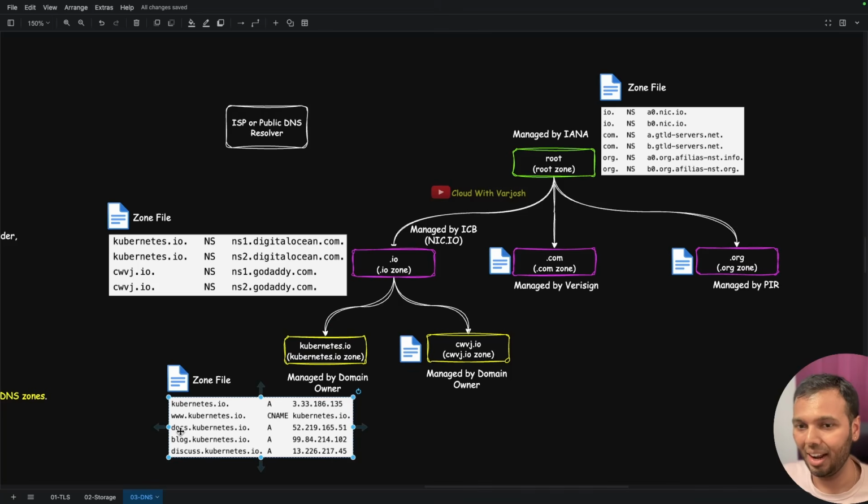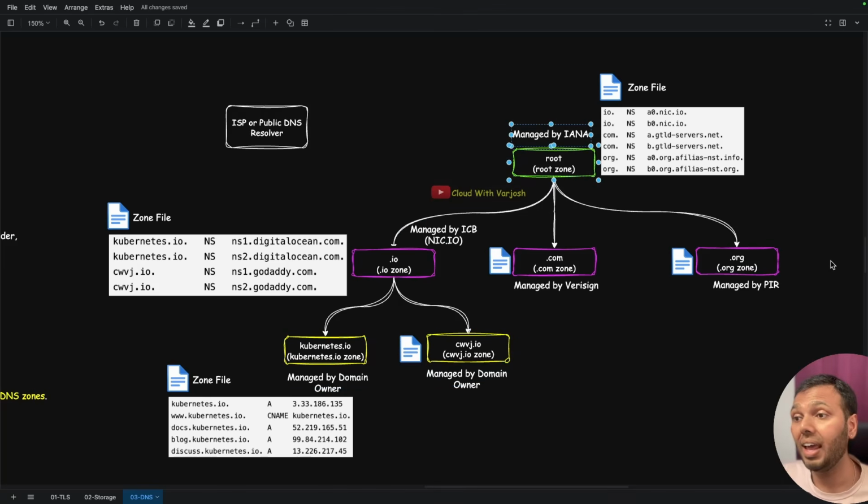You see that there are multiple subdomains here. Docs is one subdomain, www is one, blog is one, then discuss is one, and all of these have their respective IP addresses. Understand this point. Now I want to highlight one more thing. We are moving from top to bottom here, or right to left, you can say. Here there is root, then there are TLDs, and then there are actual domain names, your websites. So we are walking the tree.